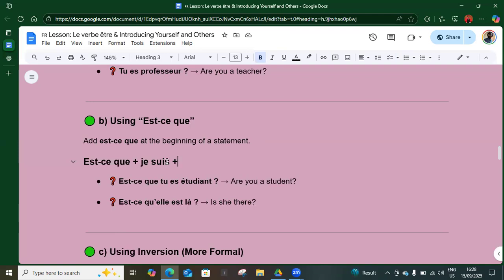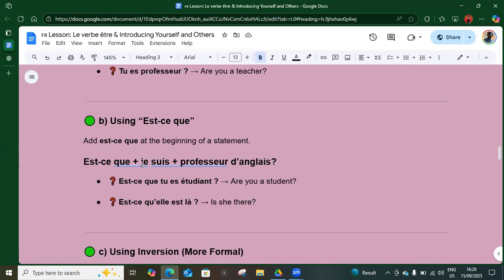Now, est-ce que je suis? Am I what? Est-ce que je suis professeur d'anglais? So this is, am I an English teacher? Est-ce que je suis professeur? Okay, so est-ce que is used to confirm an information.